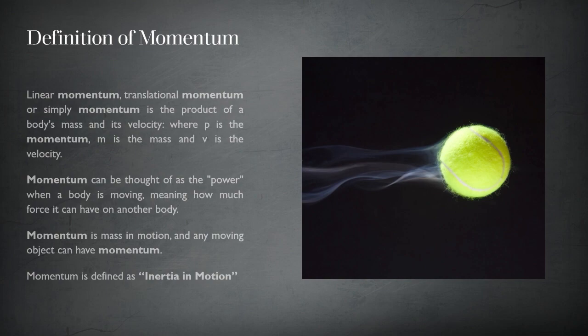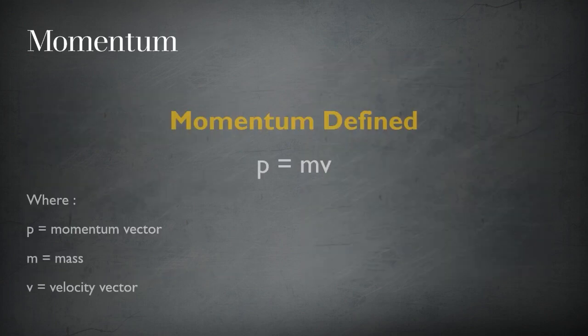Momentum is mass in motion, and any moving object can have momentum. It is inertia in motion. So that's a brief definition of momentum. For momentum, we define the formula: P is equal to mass multiplied by velocity.